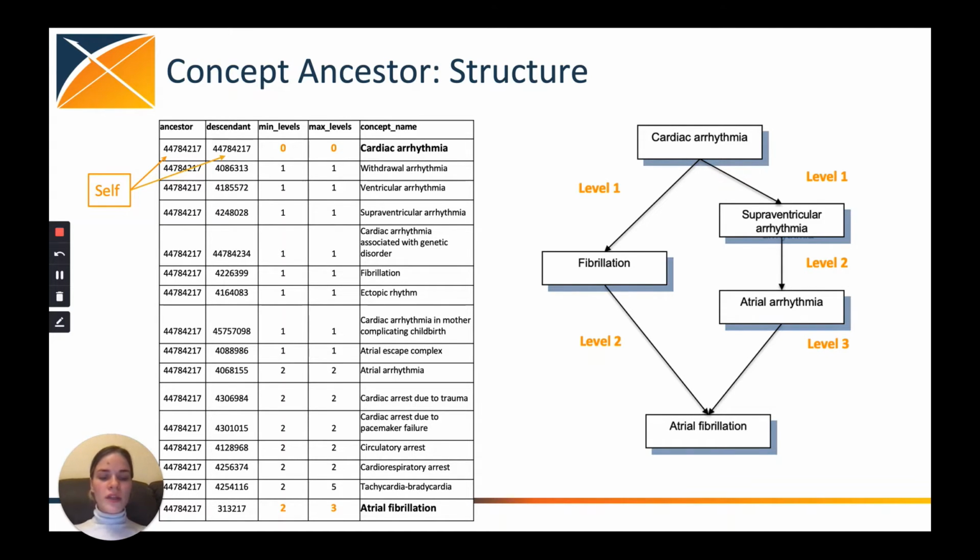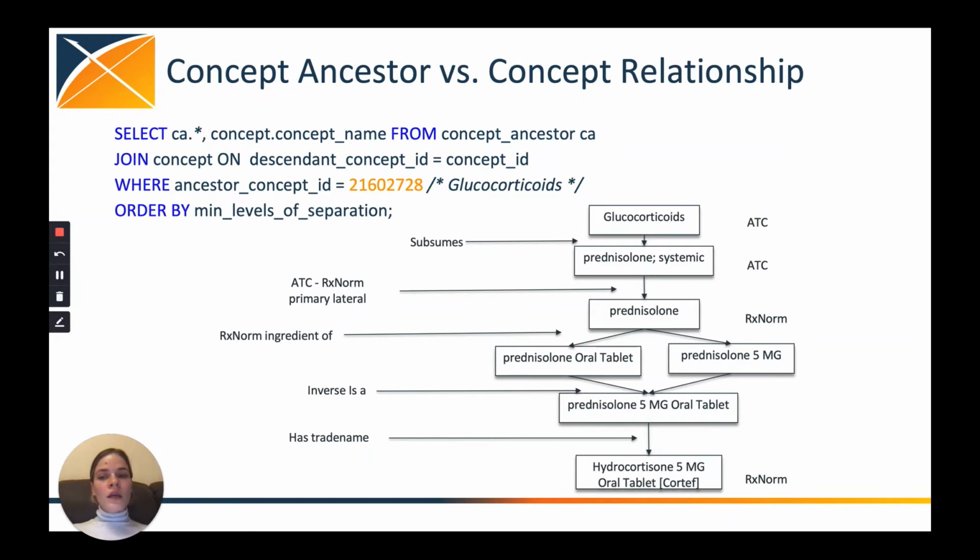So depending on the way you take to get from the concept A to the concept B, you may have different levels of separation, although it doesn't really matter which one you choose as long as you are consistent in choosing either minimum level of separation or maximum level of separation. And there is also a question about where this table is coming from. Like, do we synthesize it? Do we create it from scratch?